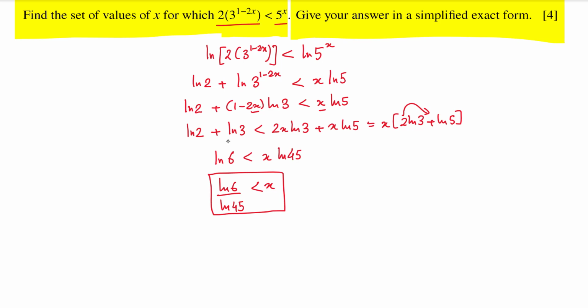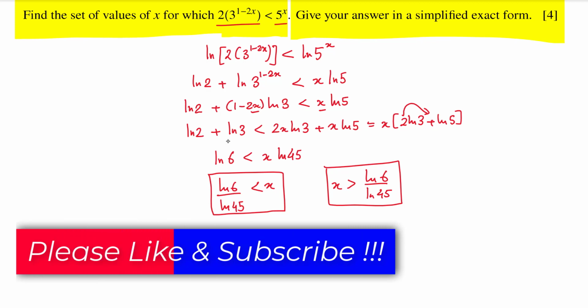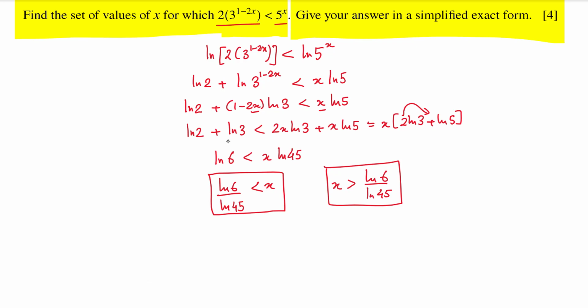We can either write our answer in this way, or we can write x greater than ln 6 over ln 45. Since they have asked for the exact form, we are going to give our answer in this form only. Let's have a look at what they have asked from the graph, so that we can see how we have found the exact value and the equivalent decimal value as well from the graph.